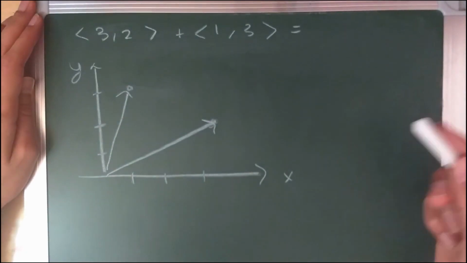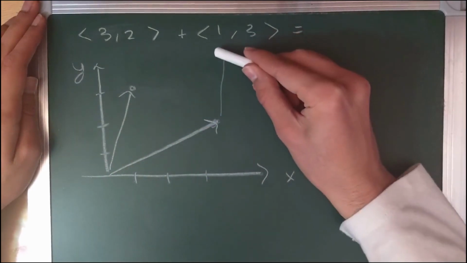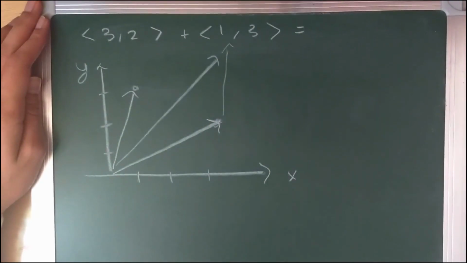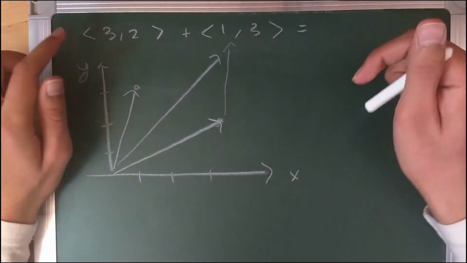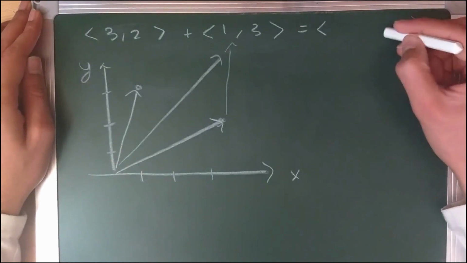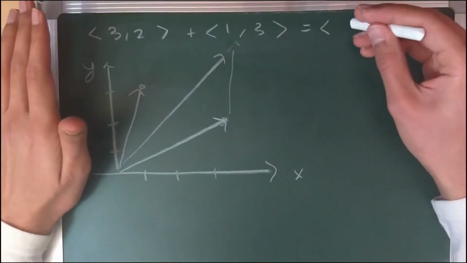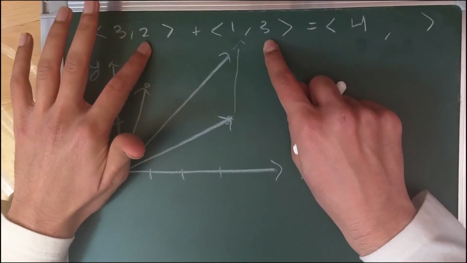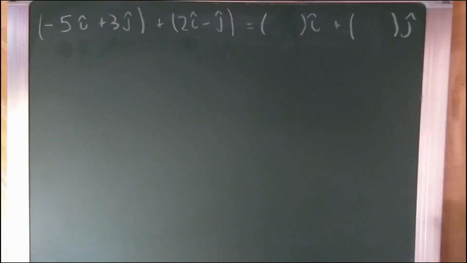And you can probably tell from using the tail to tip method or the parallelogram method, if I translate this here, now I've brought tail to tip, and then I connect, our result is going to look something like that. But all you have to do is just add the components. So let's add the resultant sum vector. So its x component will be the sum of these two x components, 3 plus 1 is 4. And its y component will be the sum of these two y components, 2 plus 3 is 5. And that's your answer.